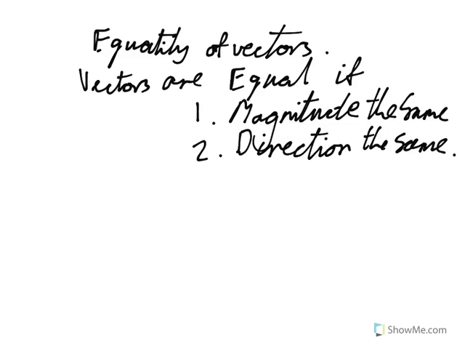Now your textbook actually has a third one, which in my view is really just that second one, the direction is the same. Your textbook says that they're parallel, and then the third point is that they point in the same direction, which I believe number 2 covers. If the direction's the same, they've got to be parallel, and they've got to be pointing in the same direction. So I think that covers both of those things.